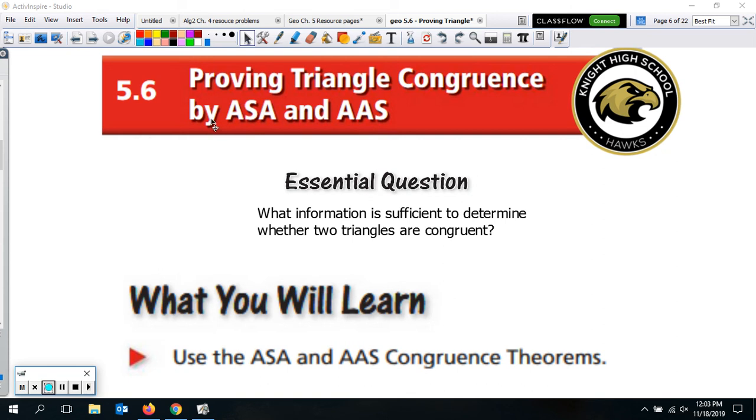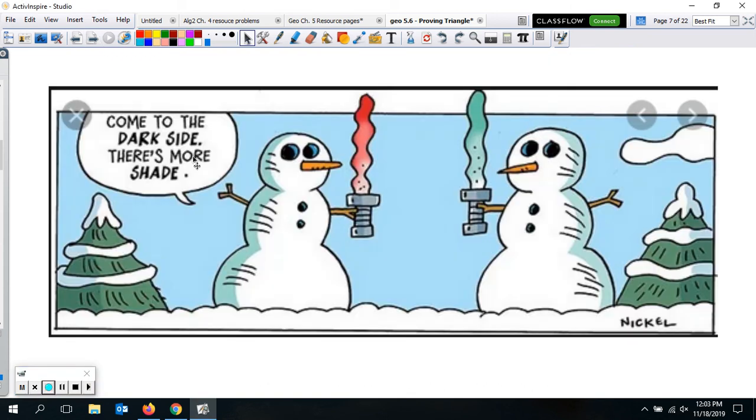But before that, let's go on to a cartoon of the day. And here we are with two snowmen, probably a Sith Lord snowman and a Jedi snowman, and the Sith Lord says, "Come to the dark side, there's more shade." Obviously that makes more sense to the Jedi. "Yeah, I don't want to melt." So here you go, little Star Wars snowman.